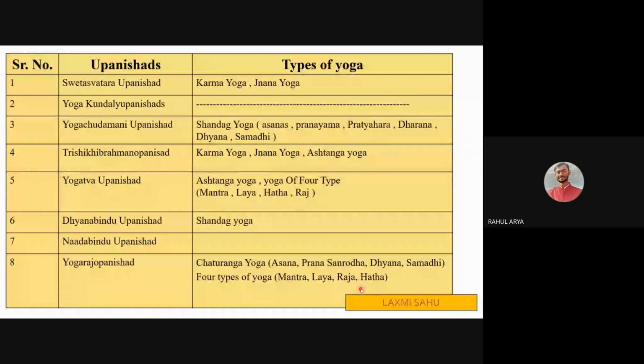Anyone noticed? Yes, sir. Here Ashtanga Yoga, here Chaturanga Yoga. No, not that. Raja Yoga is in the third position in the Yoga Tattva Upanishad, and in the Yoga Raja Upanishad it is in the third position.